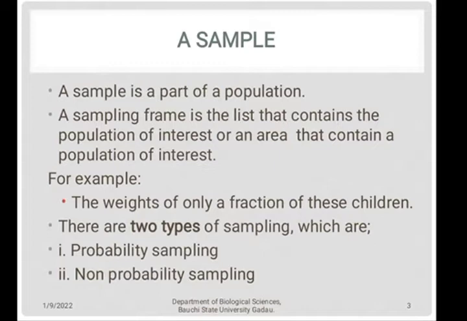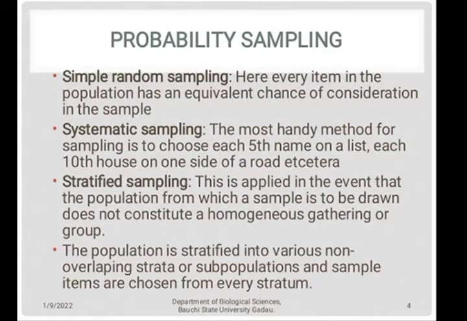Now, there are two types of sampling, which are probability sampling and non-probability sampling. In probability sampling, every item in the population has an equal chance to be included in the study, which includes simple random sampling. Here, every item in the population has an equivalent chance of being considered in the sample, and you can basically use a raffle draw, where you write yes or no on pieces of paper, you squeeze and shuffle them, and you ask members of the population to pick, or you can use a computerized random number table.